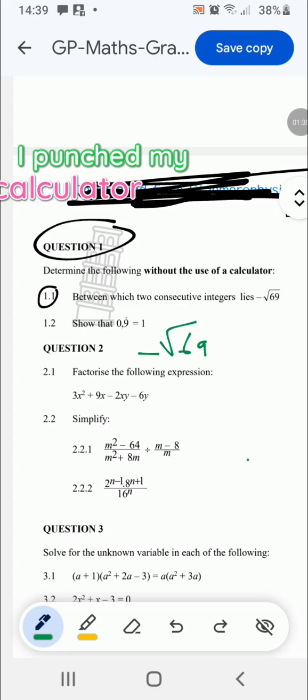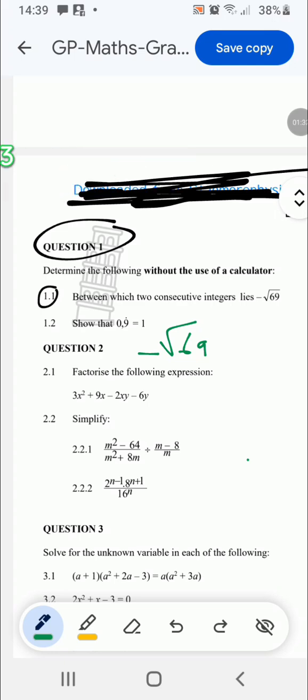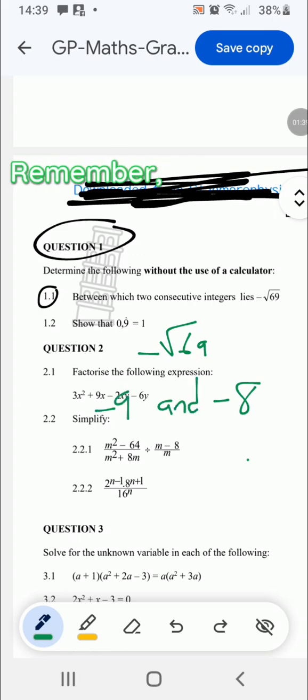So I punched my calculator and I got minus 8,3 and a bunch of numbers. So I know my integers have to be between minus 8 and minus 9. Remember, minus 9 is smaller than minus 8.